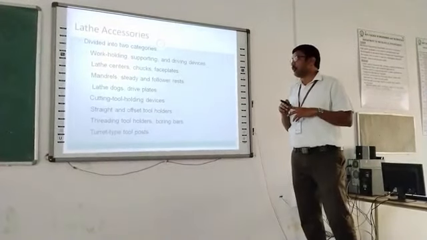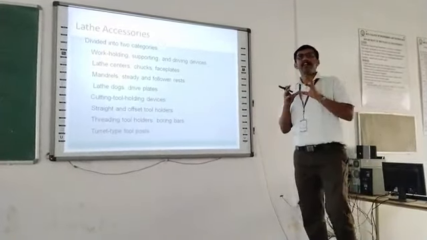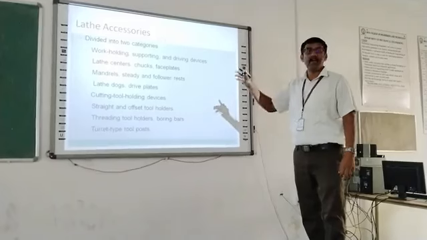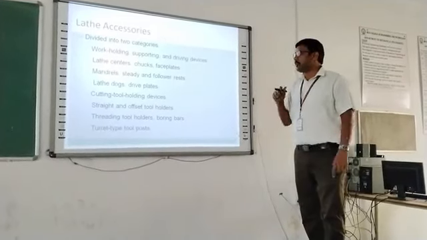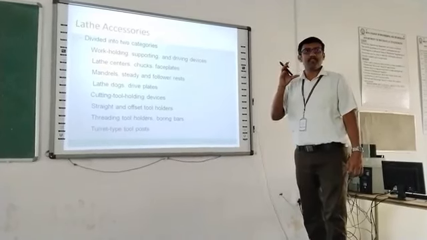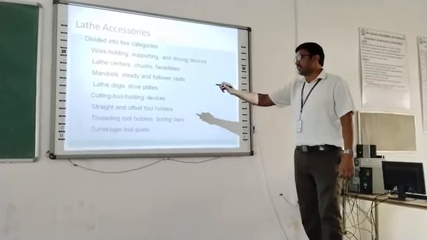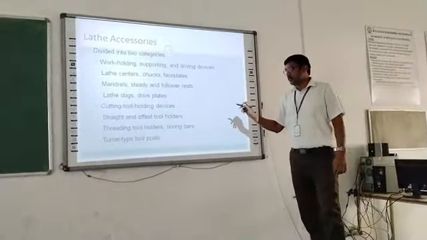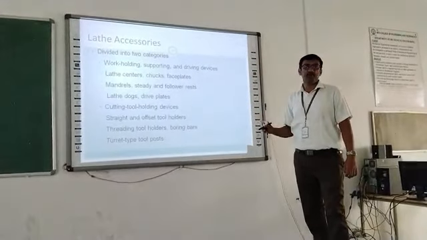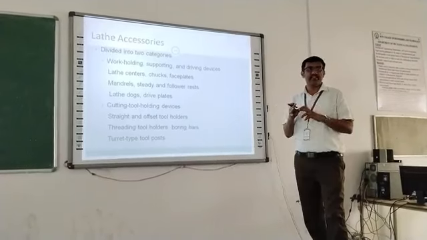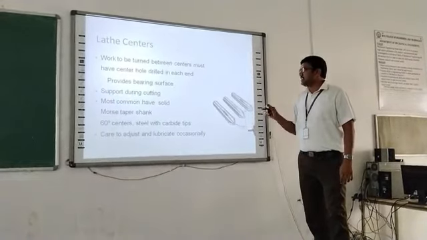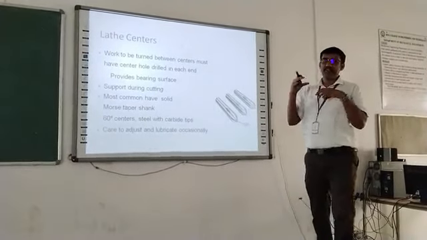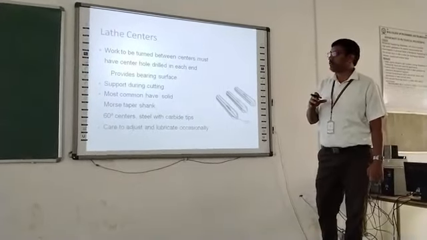So the next one is cutting tool holding devices, which hold the cutting tool, the stationary part. So the work holding devices support the moving part, while the cutting tool holding devices support the tool, which is the stationary part. This consists of straight and offset tool holders, threading tool holders, boring bars, and turret type tool posts. These are all the tool holding devices. And these are the centers of the lathe, which are implemented with the spindle part.